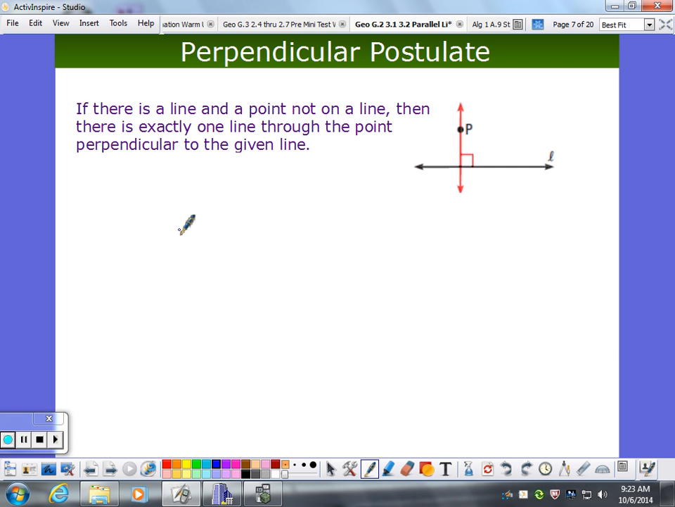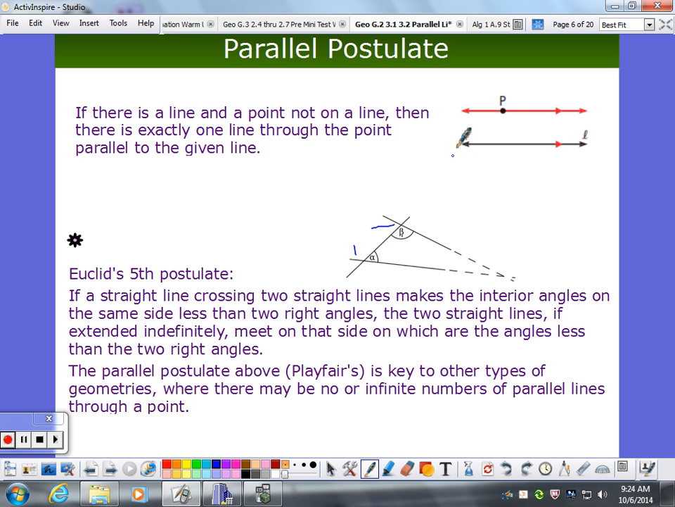And then the last thing is the perpendicular postulate. This one caused Euclid a lot less grief. He was fine with this one. If there is a line and a point not on the line, then there is exactly one, one and only one line, through the point perpendicular. This is the same kind of thing, right? The problem he had with the parallel postulate was he wasn't convinced that that was always true. And if you're playing with curves, it's not always true. You know, it gets complicated.